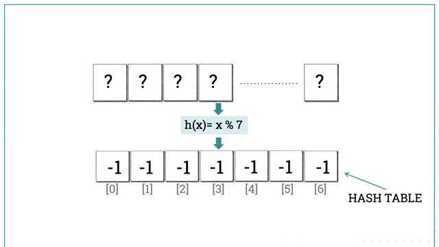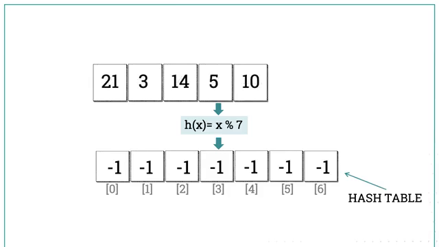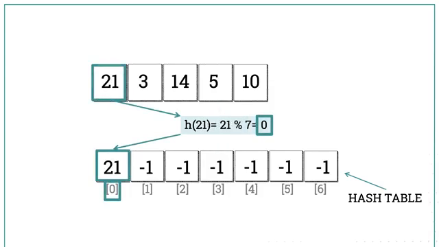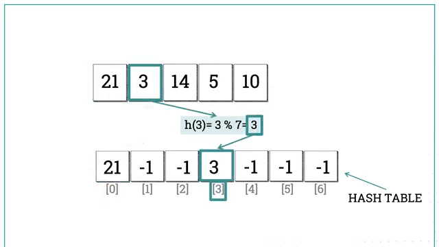Let's assume we are using the same 7-element hash table as before and the same hash function. But we do not know how many or what numbers are going to be stored in it. Let's assume that the numbers to store in the hash table are 21, 3, 14, 5, and 10. So, we store number 21 in position 0 of the hash table. Next, number 3 goes to position 3.